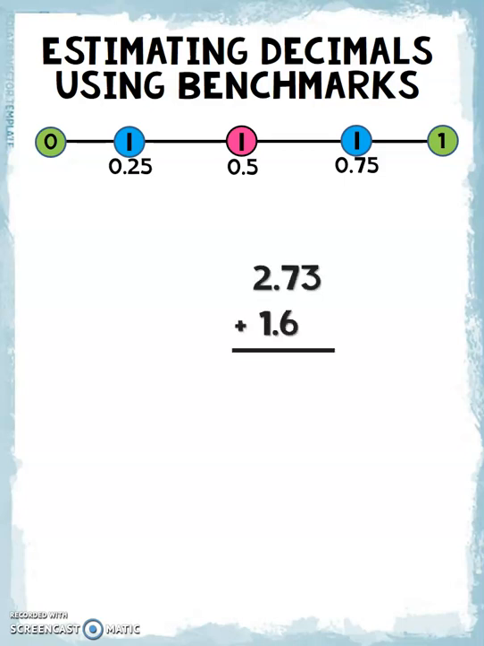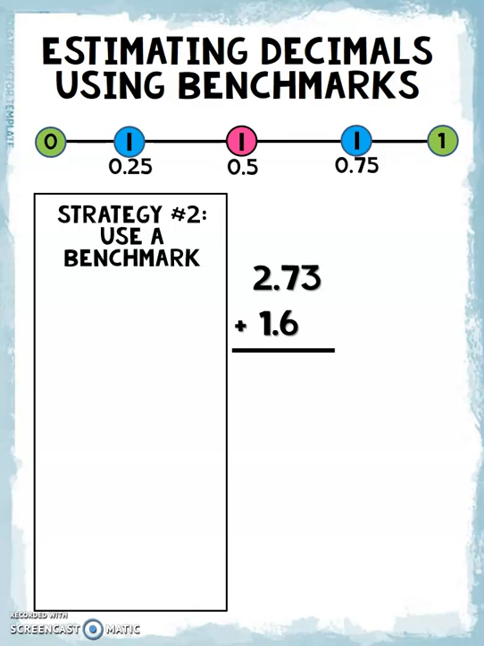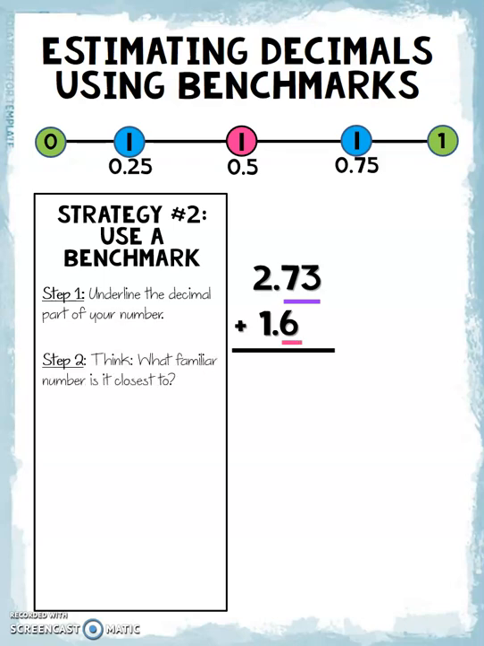So let's again look at that example, 2 and 73 hundredths plus 1 and 6/10. But this time, let's use the benchmark strategy to estimate. With the benchmark strategy, you're first going to underline the decimal part of your number. So in 2 and 73 hundredths, that's the 73 hundredths part. And in 1 and 6/10, that's the 6/10 part. Then you'll need to think, what familiar number is it closest to? And this is where I suggest thinking about money.